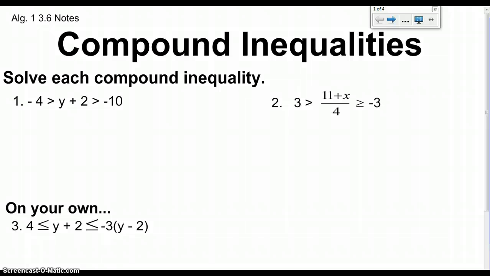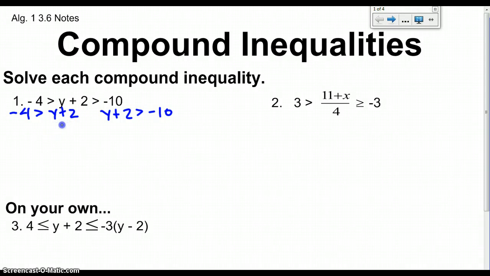Today we are going to be doing 3.6 notes, which is compound inequalities. So for the first three, we are going to solve each compound inequality. For number 1, we need to write two different equations. We're going to write negative 4 is greater than y plus 2, and then y plus 2 is greater than negative 10. You see how there's two different equations here? So then we're going to solve each one of them separately.